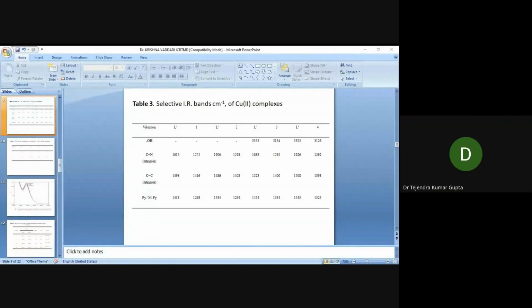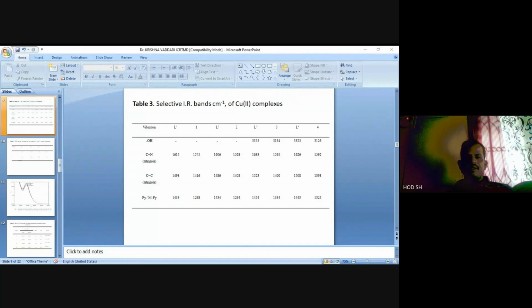Okay. The OH bands of ligand 1, the third and fourth ligand. Ligand 3055, OH appeared. C=N appeared at 1620, 1626 and 59, with various effects on the ligand. C=C at 1523 and 1400, 1518. The pyridyl metal-pyridyl bands at 1414, 1415, 1344 for various types of ligand complexes.